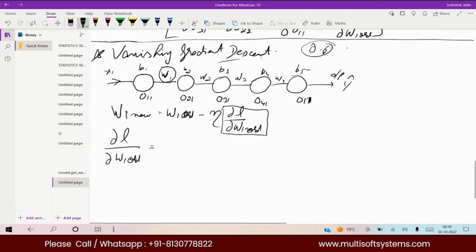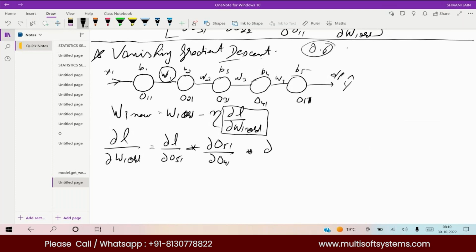So in this case, what should I write? Chain rule of differentiation. It will be derivative of loss by derivative of O51, multiplied by derivative of O51 by derivative of O41, into derivative of O41 by derivative of O31, into derivative of O31 by derivative of O21, into derivative of O21 by derivative of O11. To update weight 1, we have to reach W1, so we have to stop up till this point.